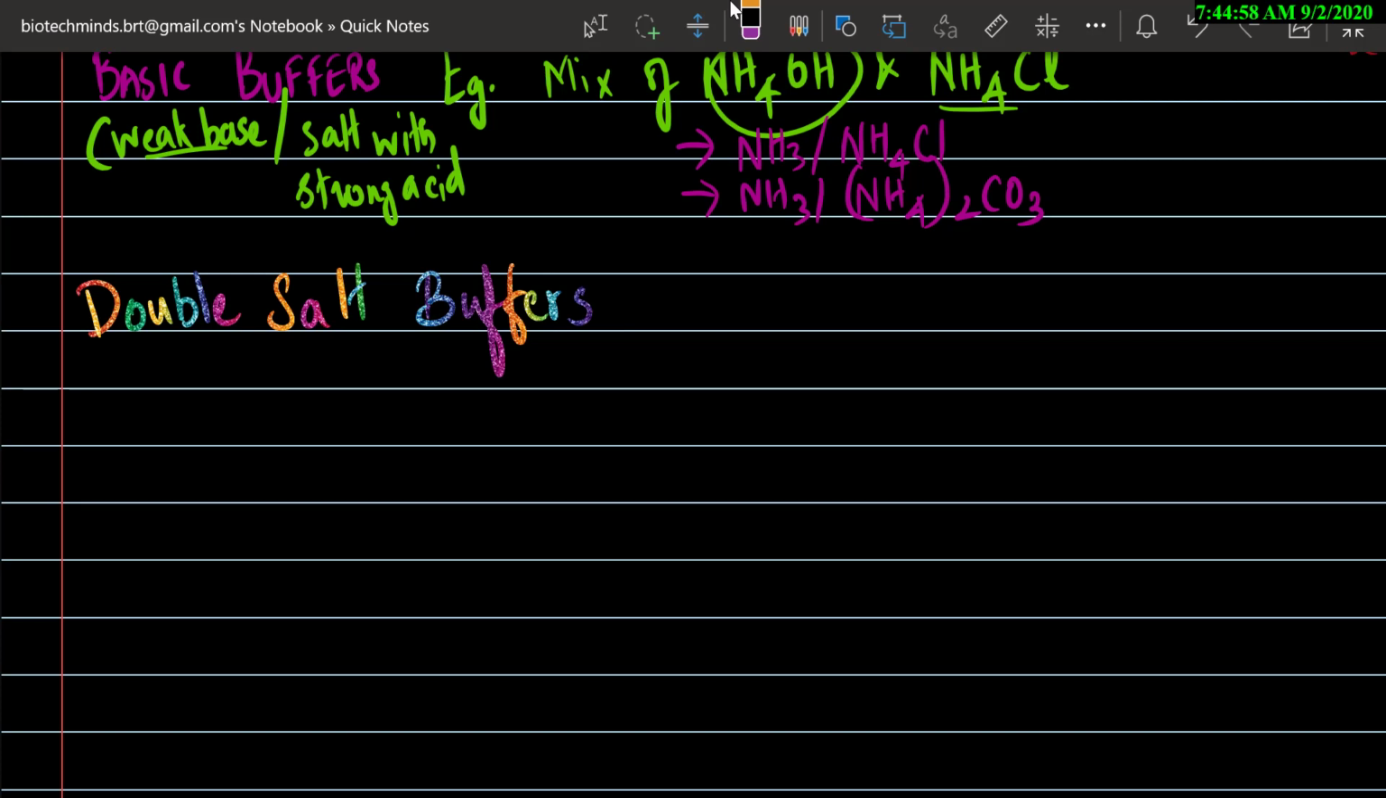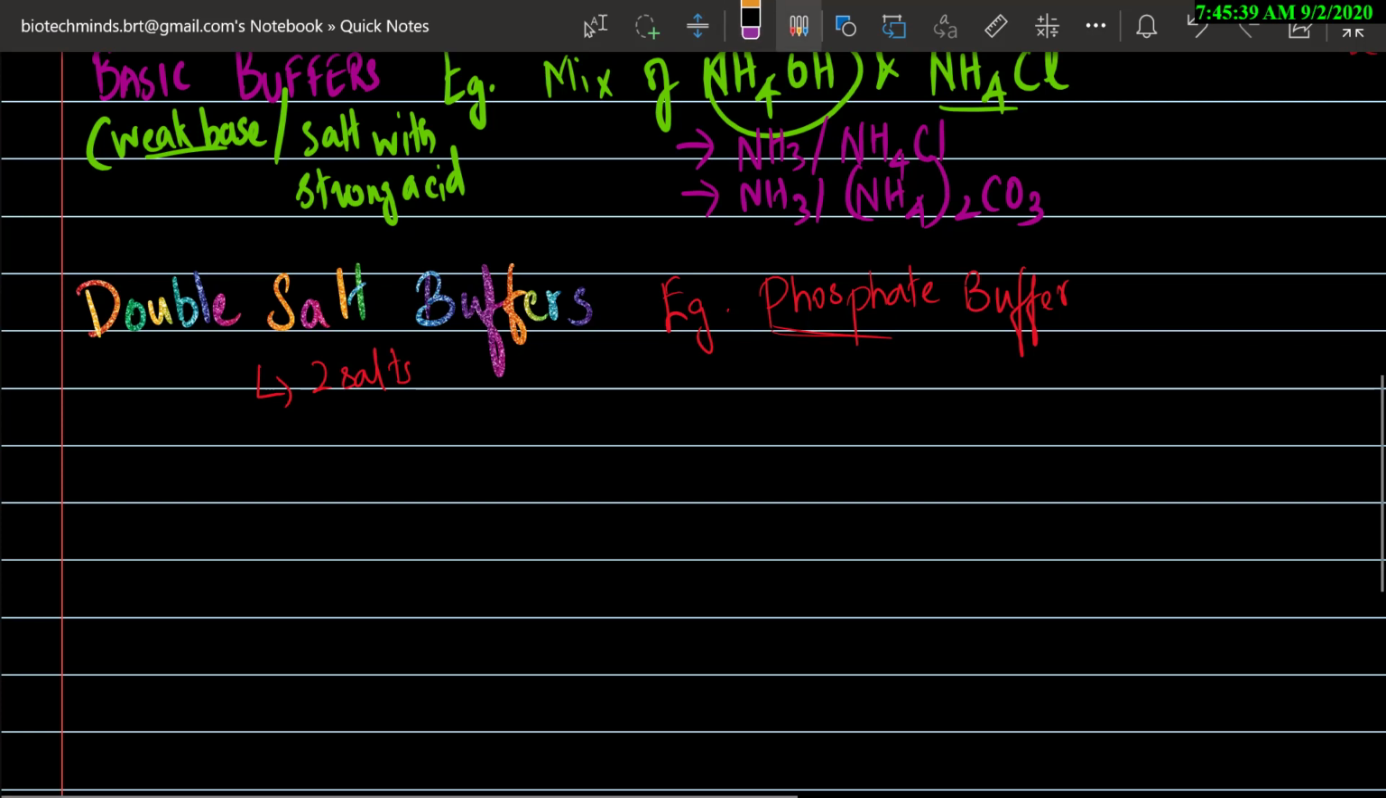First of all, I will tell you the example of double salt buffers. It is phosphate buffer. Phosphate buffer is the double salt buffer. And why is it called a double salt? Because this buffer system is comprised of two salts. Let me explain in phosphate buffer. In phosphate buffer, there are two salts present.